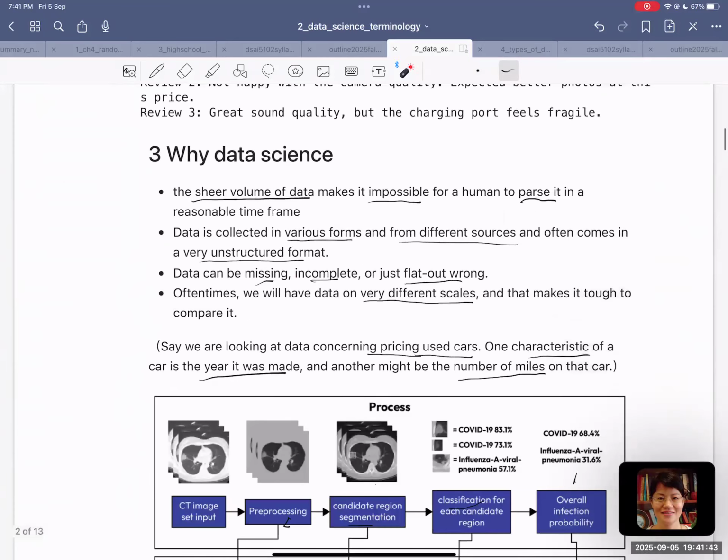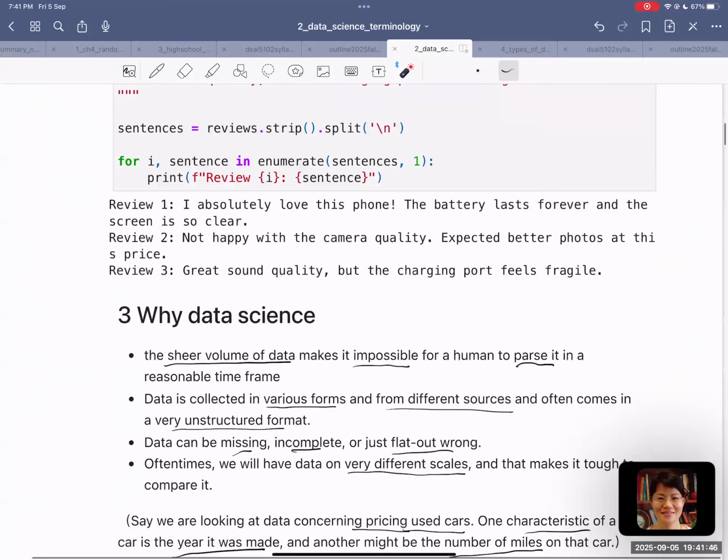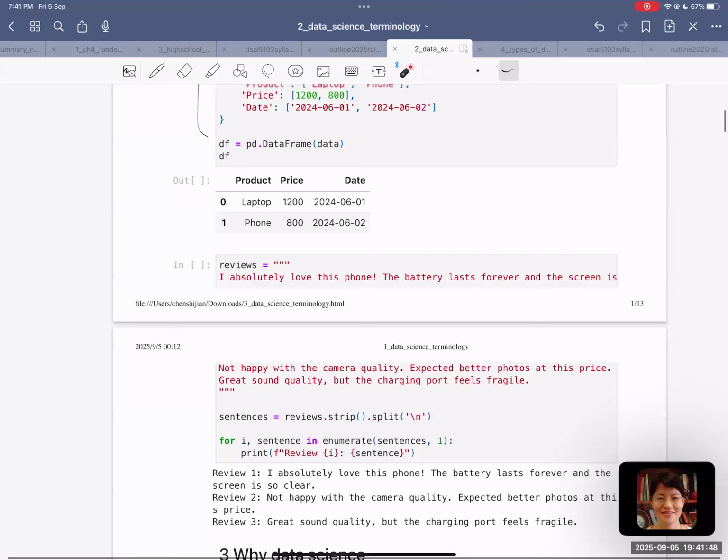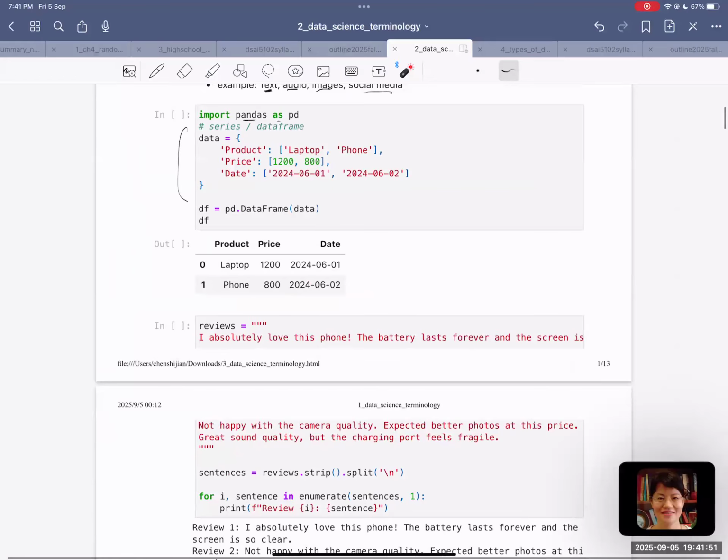Here, we just want to show you something. I mean, this is a mild example, right? Yeah, we just want to show you.